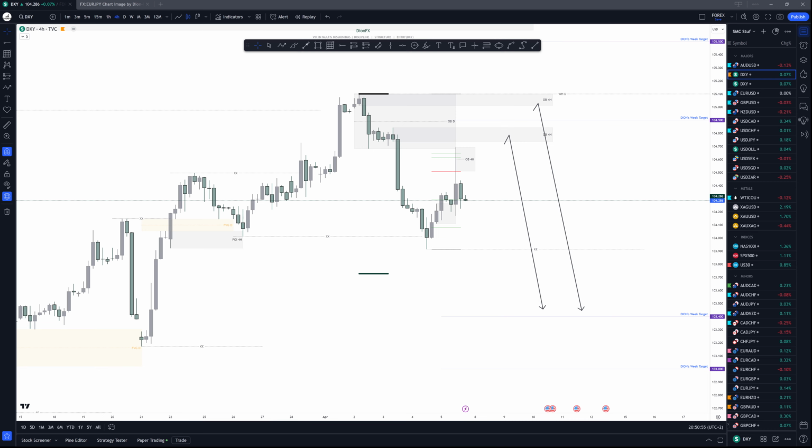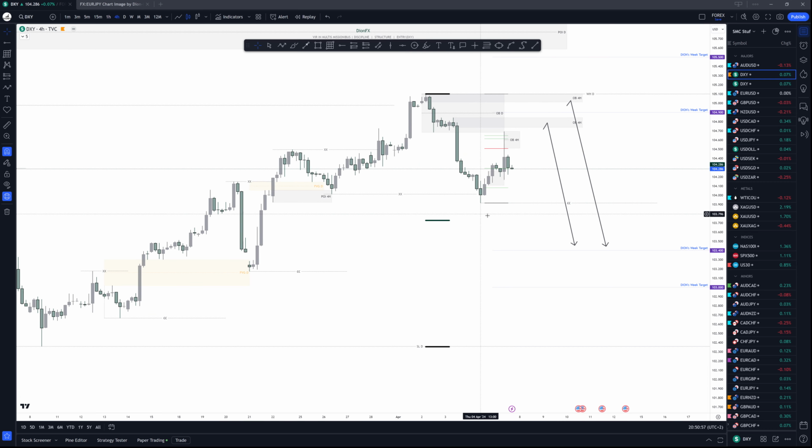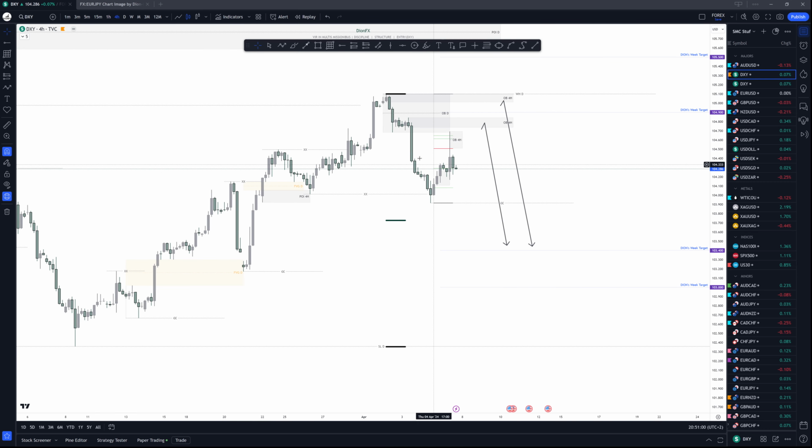Okay. So that's what I'm seeing for the DXY. I would just like to see price come here, and if price was to come and take out this low first, then I'll look for a pullback and then continuation to the downside. That's what I'm looking at.